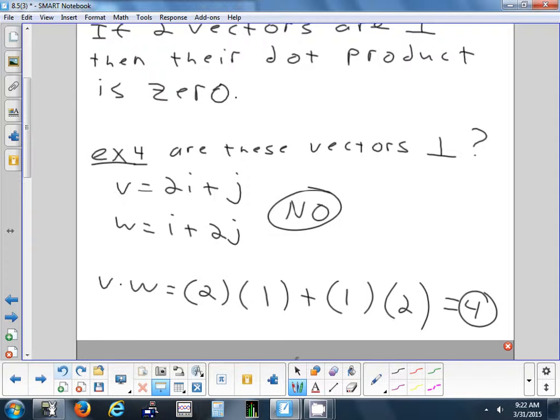Or you could have a 0 for one component, and then a negative 1. And actually, no, if you had a 0 for one component, like say the i, then in the other one you'd have to have a 0 in the j component. Like if this was 0 and 0, now you'd have 0 times 1 plus 1 times 0. Those would be perpendicular. One of them would basically be horizontal, one of them would be vertical.